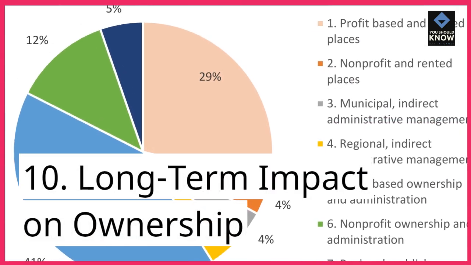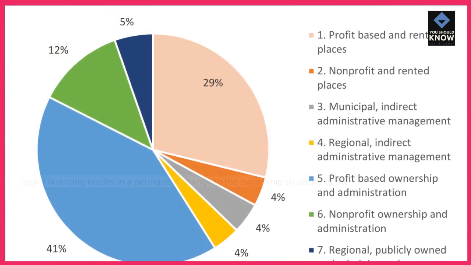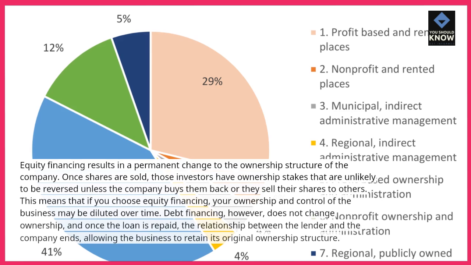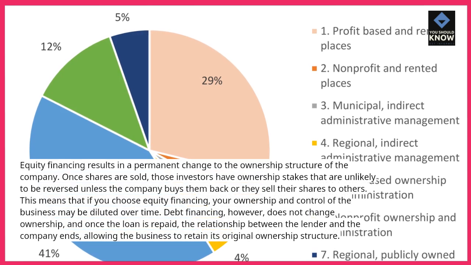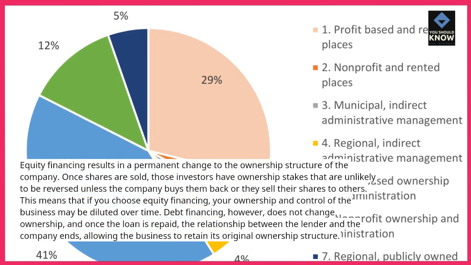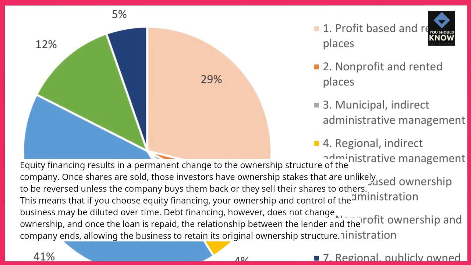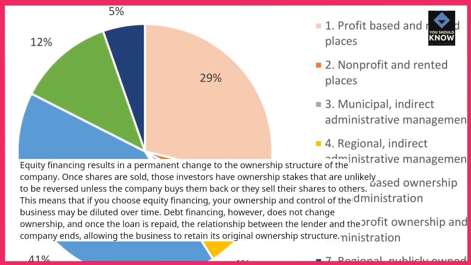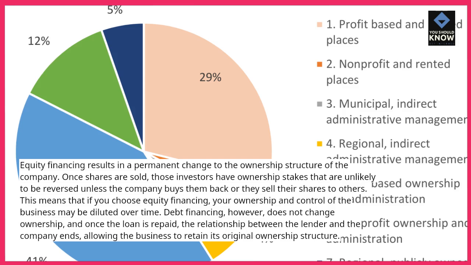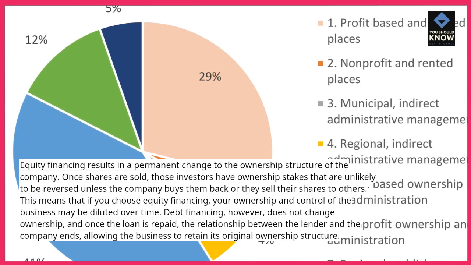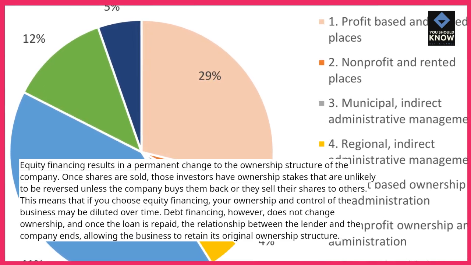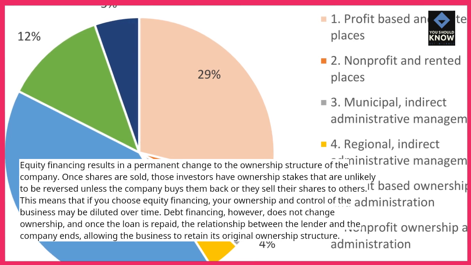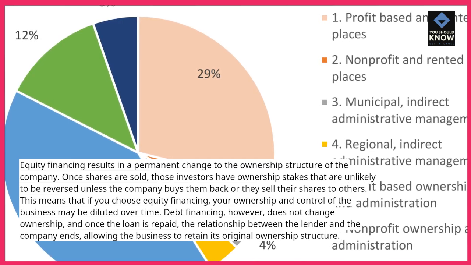10. Long-term impact on ownership. Equity financing results in a permanent change to the ownership structure of the company. Once shares are sold, those investors have ownership stakes that are unlikely to be reversed unless the company buys them back or they sell their shares to others. This means that if you choose equity financing, your ownership and control of the business may be diluted over time. Debt financing, however, does not change ownership, and once the loan is repaid, the relationship between the lender and the company ends, allowing the business to retain its original ownership structure.